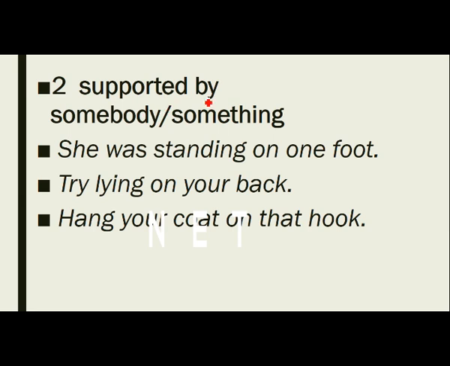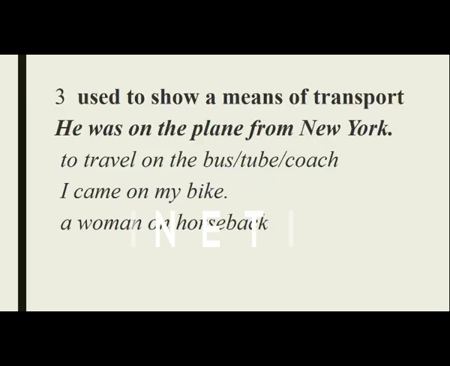supported by somebody or something. She was standing on one foot. Here on is showing that something is supported by, that she was standing on one foot. Try lying on your back. Now on is showing support. Hang your coat on that hook. Now the second usage of the preposition on is completed.